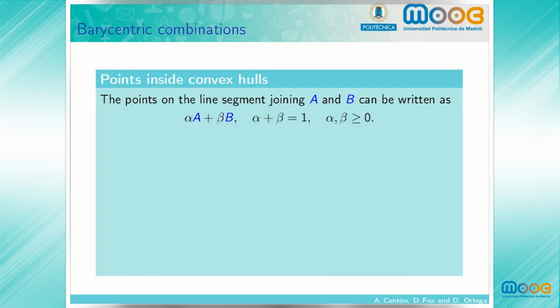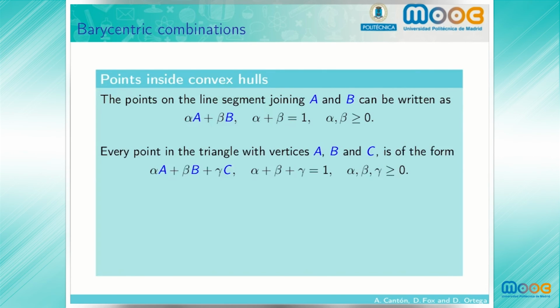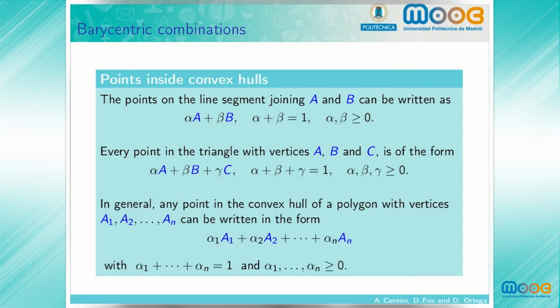To summarize, the points on the line segment joining A and B can be written as alpha A plus beta B, where alpha and beta sum to 1 and are both non-negative. Every point in the triangle with vertices A, B, and C can be written as alpha A plus beta B plus gamma C, with alpha, beta, and gamma summing to 1 and non-negative. And more generally, any point in the convex hull of a polygon with vertices A1 to AN can be written as a linear combination of those vertices, with coefficients that sum to 1 and are non-negative.